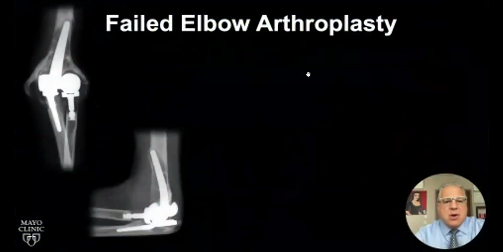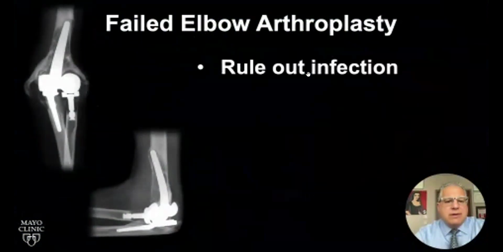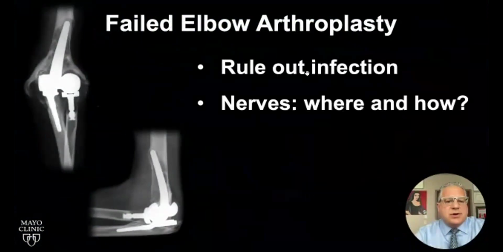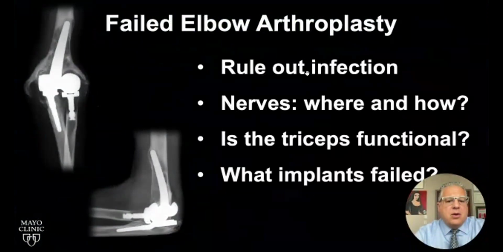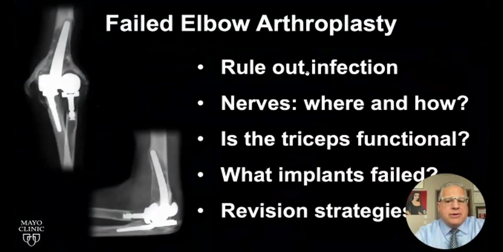When we approach a patient with a failed elbow arthroplasty, there are a number of items to be considered, including the possibility of a deep infection. Are the nerves located in an anatomic or non-anatomic position, and what's their condition? Is the triceps functional? Which are the implants that failed? And which will be our revision strategies?